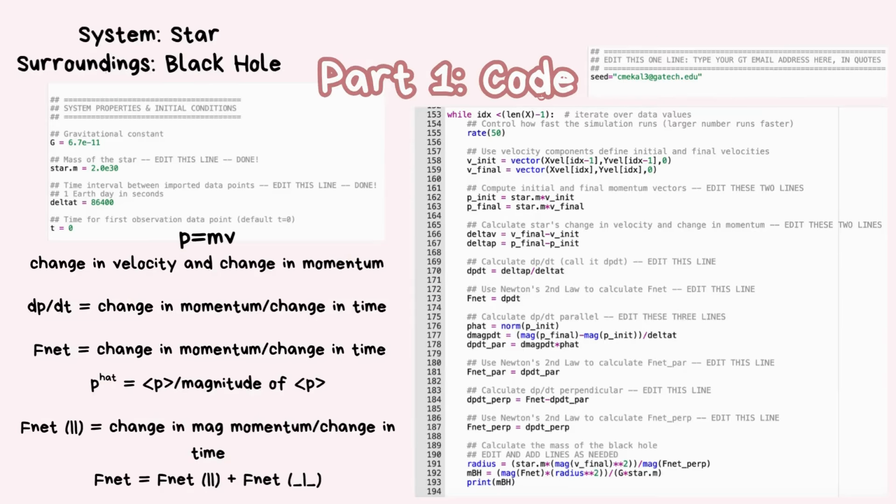This was my coding for part 1. The system was the star and the surroundings were the black hole. I had initial conditions, and then I had to edit the calculation loop. I also had to insert my email in order to get a specific mass for my lab specifically.